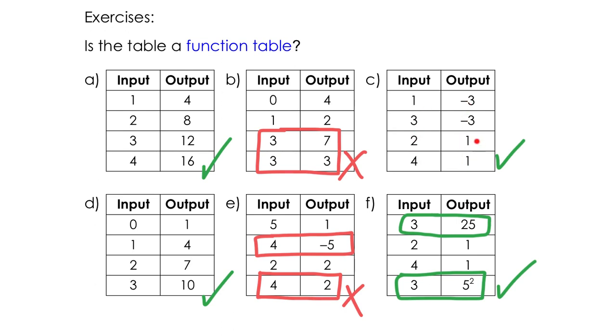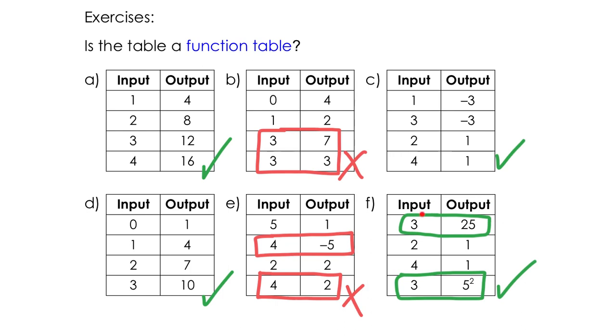Even if the outputs are the same for different inputs, that's fine. You have to look at, for each input, how many outputs do you get? So this one's okay. Each input has only one output. The next one, also good. Part E, input 4, output -5. Input 4, output 2. Different outputs for the same input, not a function.